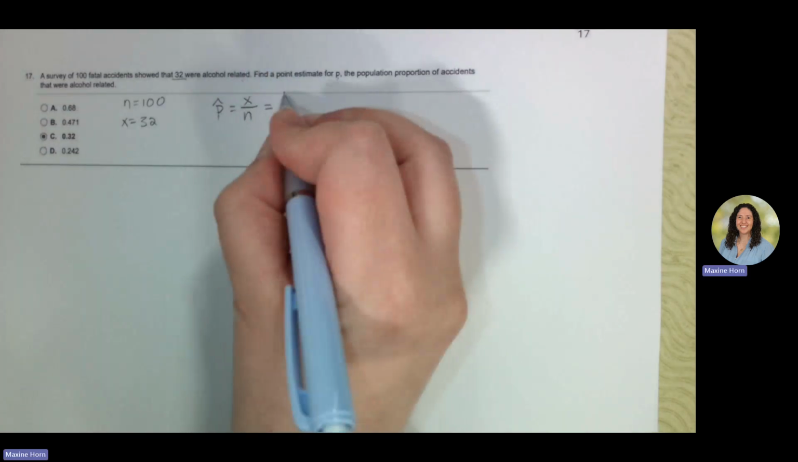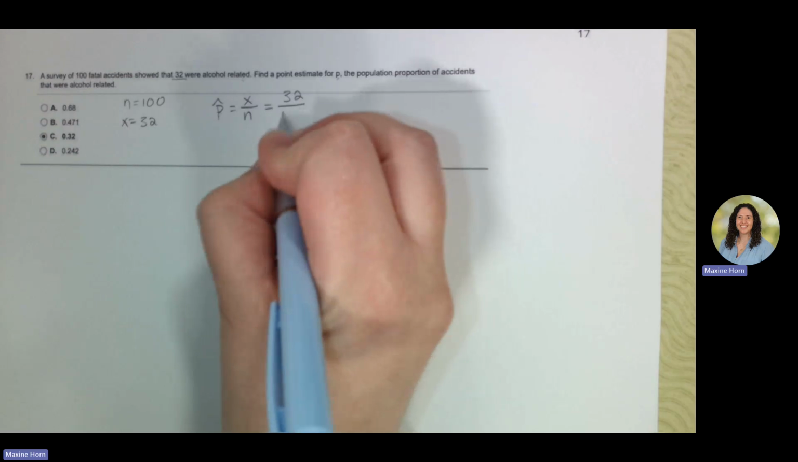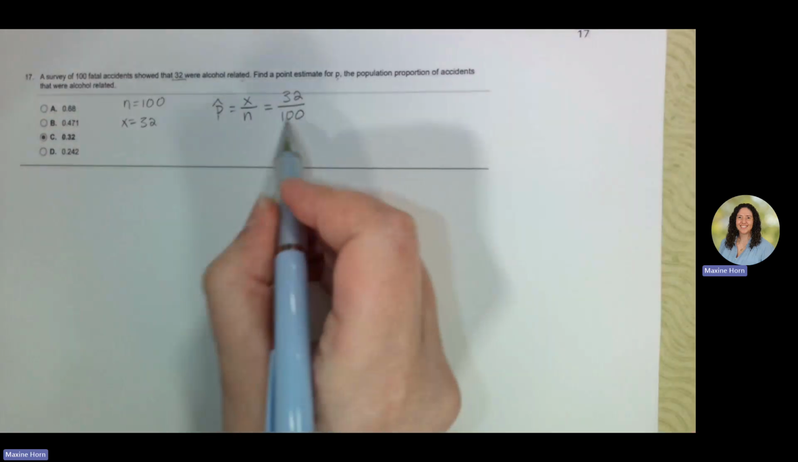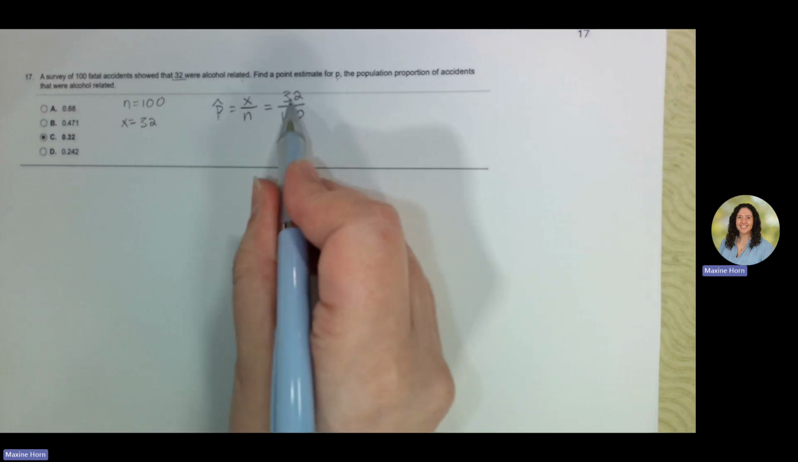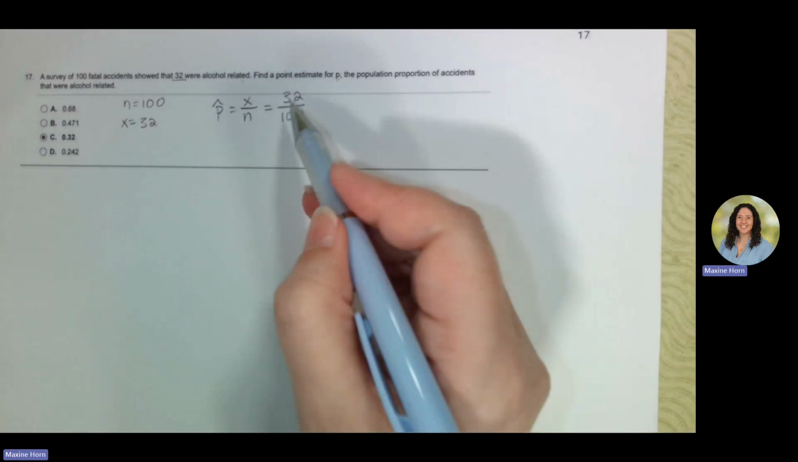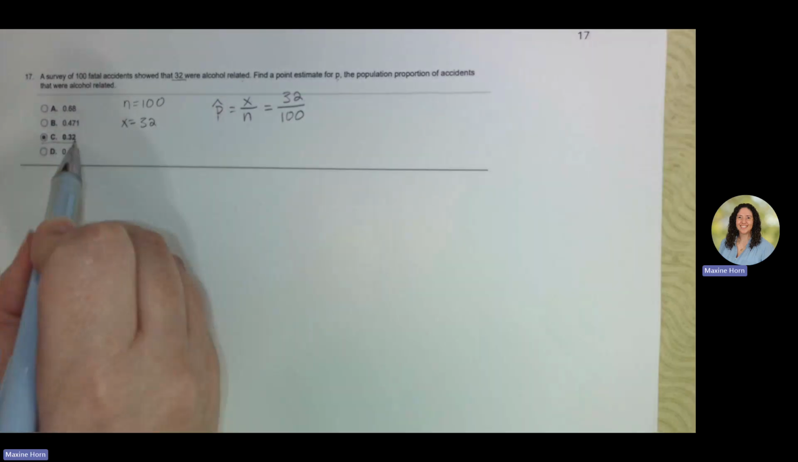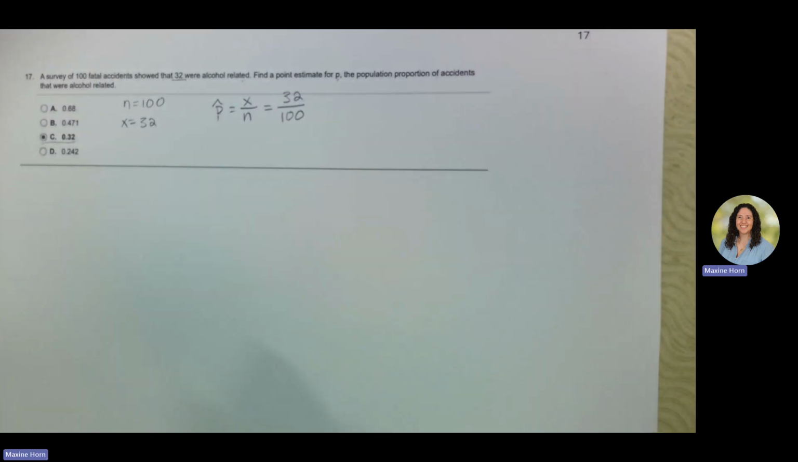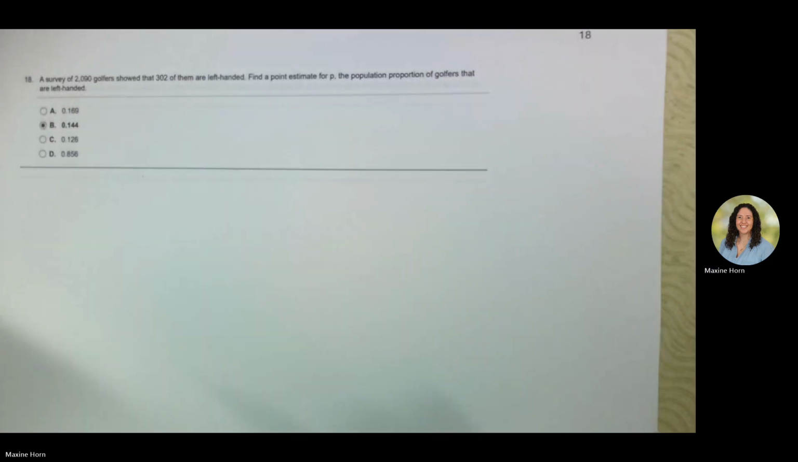Okay, so our X is 32, our N is 100. You can either plug that into the calculator, or you can notice that you're dividing by 100, so you can just move your decimal to the left 2 places, or you can see that this is like 32%. Either way, that's how they're getting the 0.32.